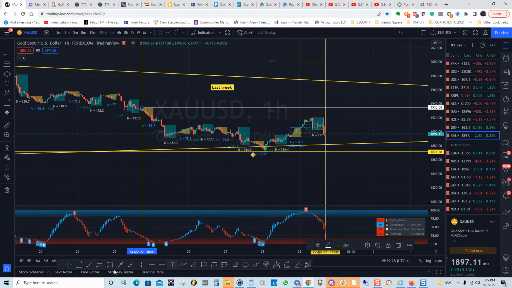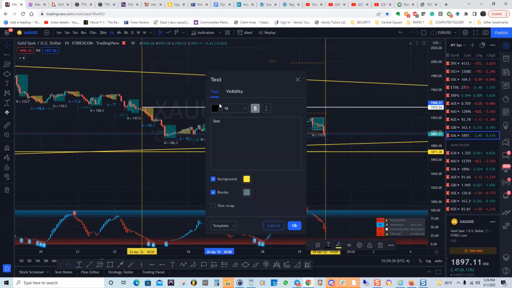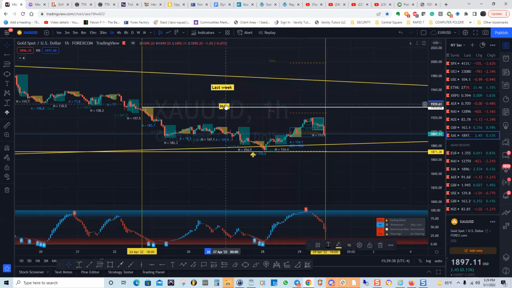Okay, there's the high of last week. High of the week. And where's the low of the week? Here. Right, but it's right at the daily support line. So we got two winners here.